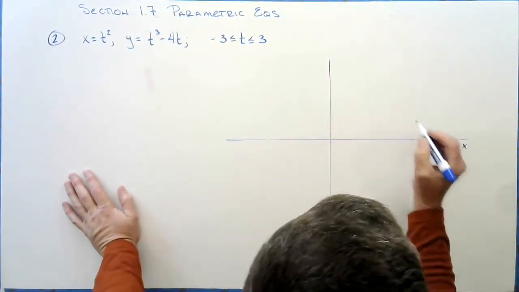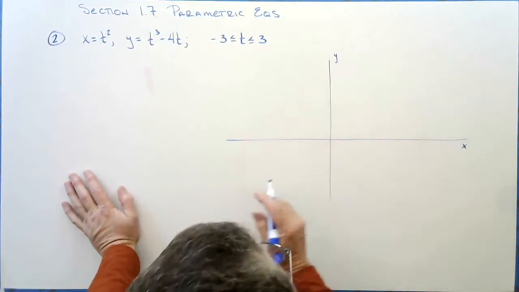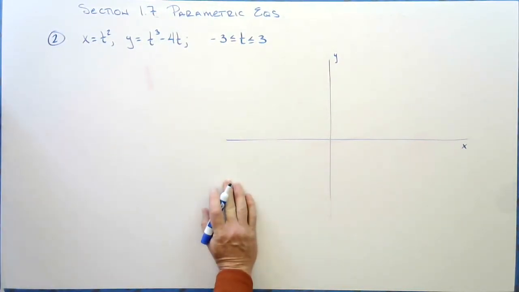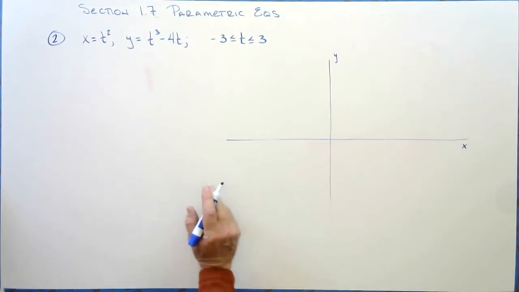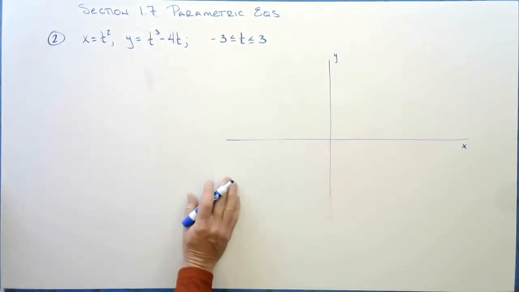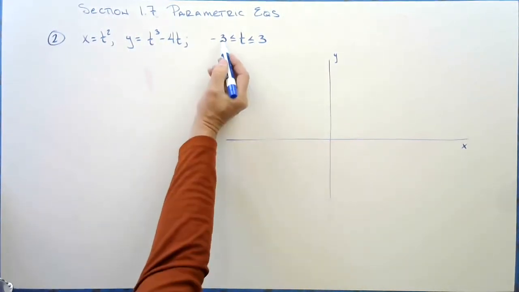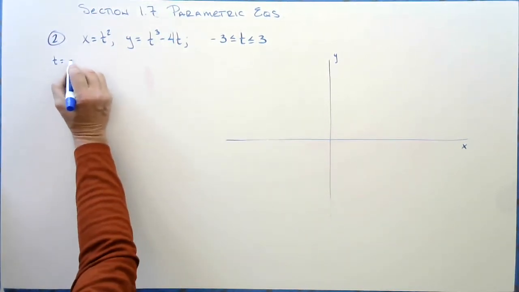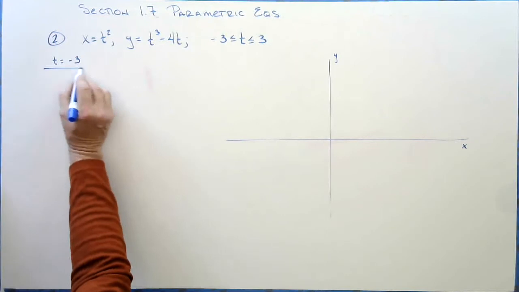Remember, we're still working in the Cartesian plane, so this is x and y. We have a parameter t. T typically stands for time. The parameter is typically time. It's the most common parameter we use. So we're going to just plug in points. And we're going to start at -3 and we're going to work our way to 3. So if we plug in t equals -3, what do we get?